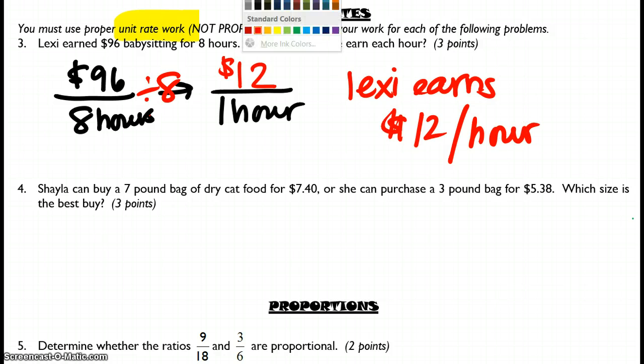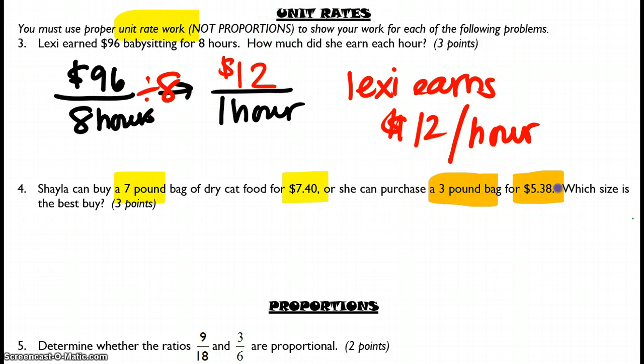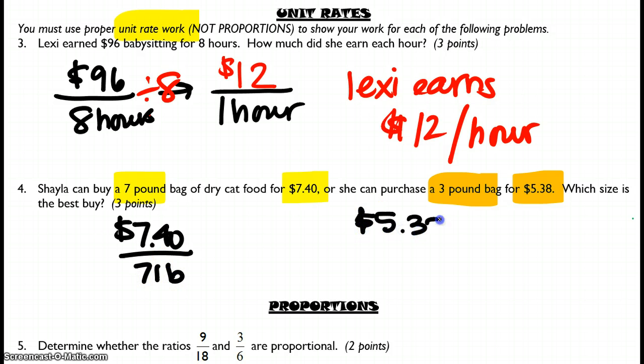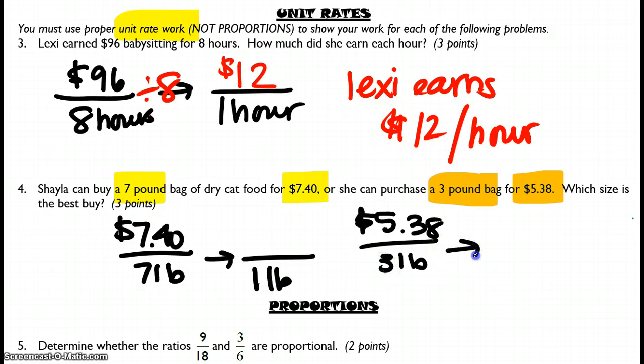Number 7. Shayla can buy a 7-pound bag of dry cat food for $7.40. So I'm going to highlight the important information. 7 pounds for $7.40 and 3 pounds for $5.38. Okay, and we remember that price goes on top. So $7.40 for 7 pounds and $5.38 for 3 pounds. I need to find the unit rate, how much 1 pound costs, to find out which one is the better deal.